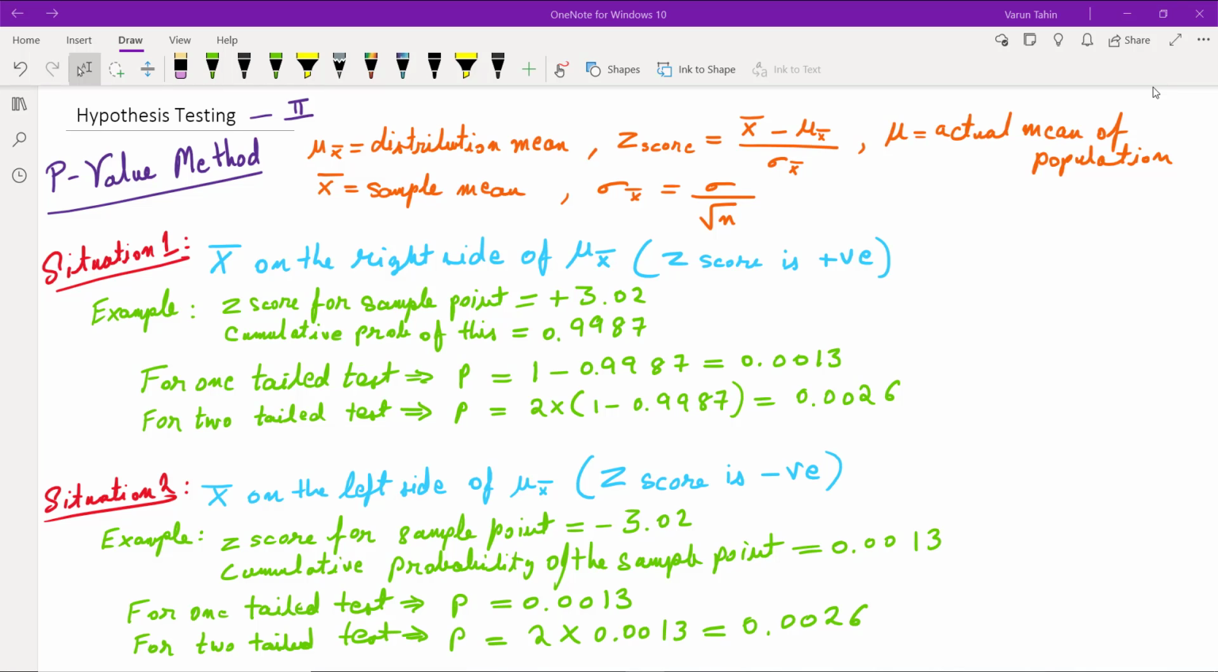Okay, now situation 2 is just the opposite of this, that is, the sample mean x bar is on the left side of the distribution mean. So in this case the z score will always be negative, and the example for this is similar, it's just the negative sign for the z score, and the cumulative probability here will be less, right? It will be 0.0013. So for the one tail test we will have 0.0013, the same value, but for the two tail test it will be multiplied by 2. So why did we not do 1 minus that number? Because this is falling on the left side, so this case will be different.